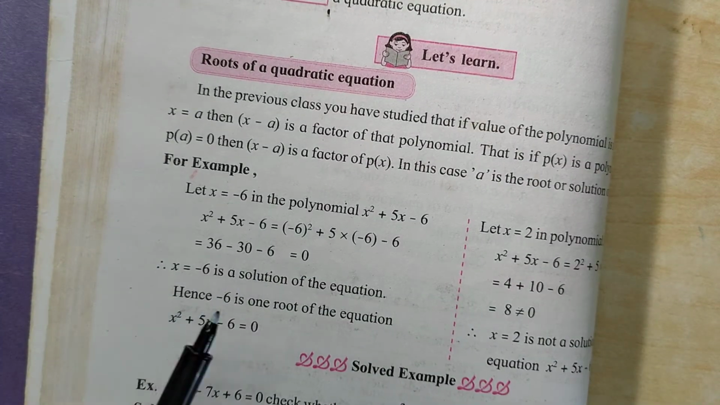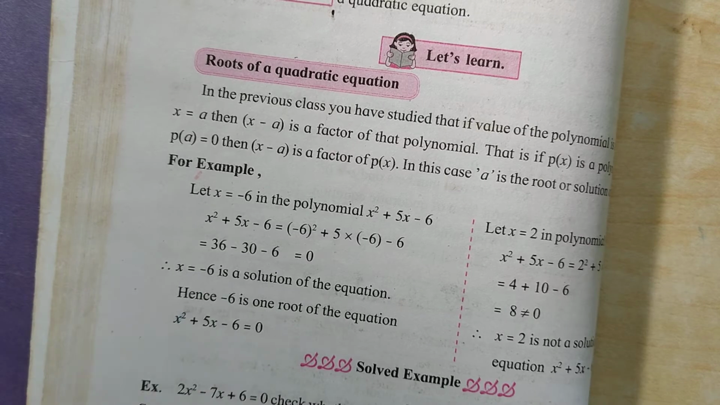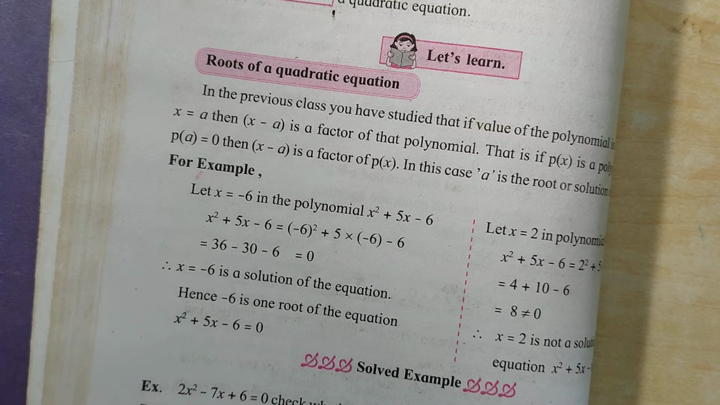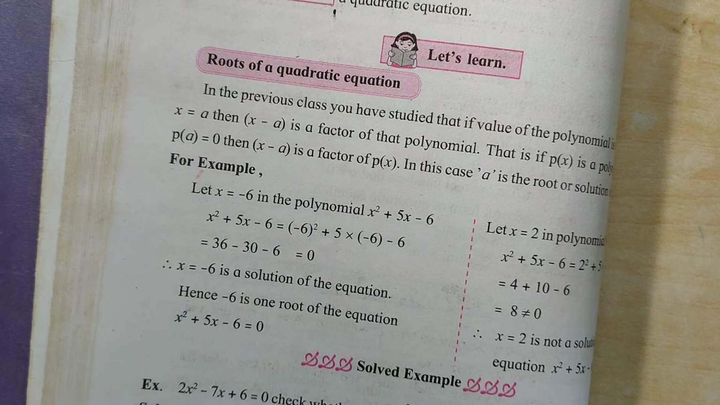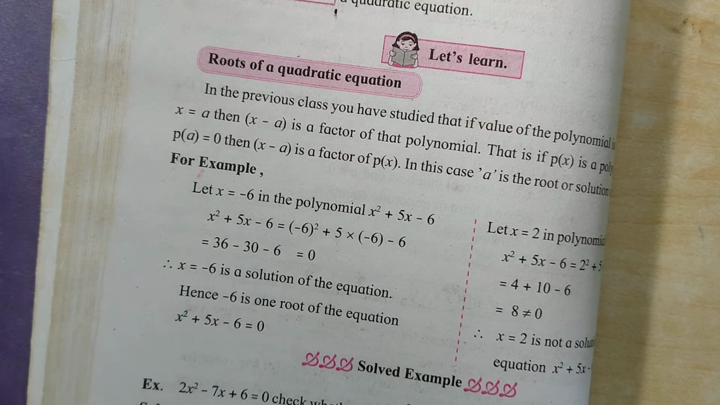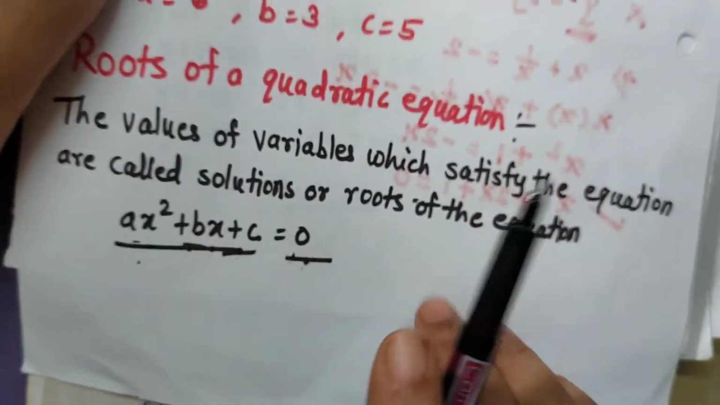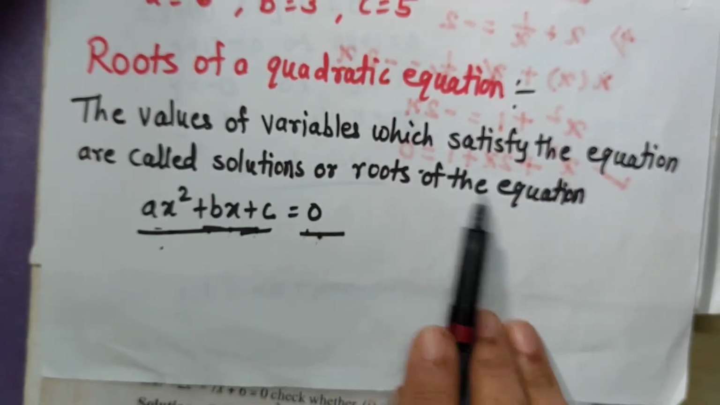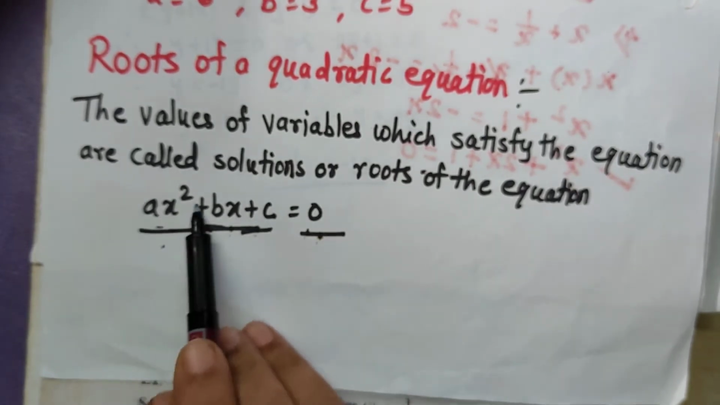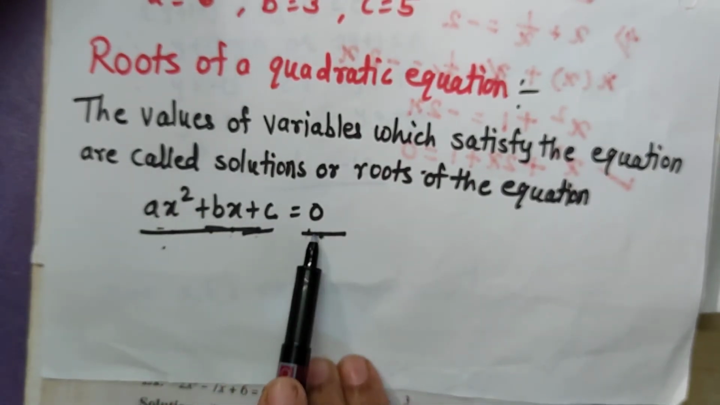Here we will see what is the meaning of roots of a quadratic equation. The values of the variable which satisfy the equation are called solutions or roots of the equation ax² + bx + c = 0.